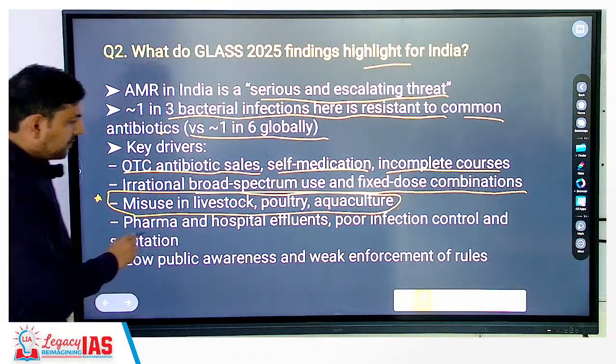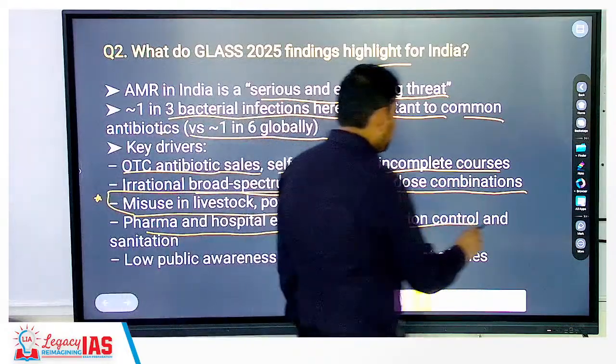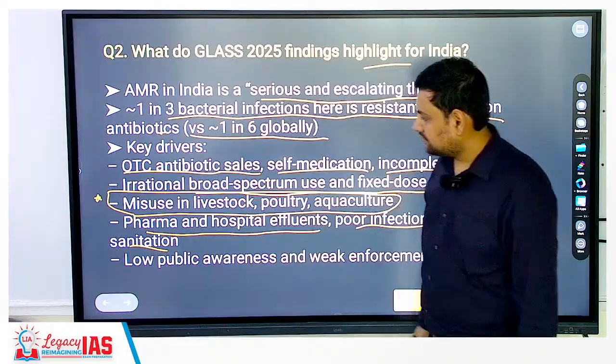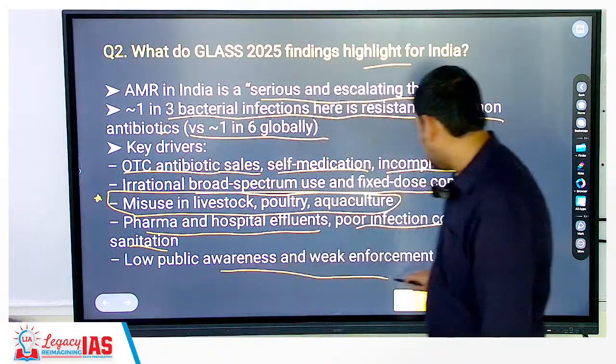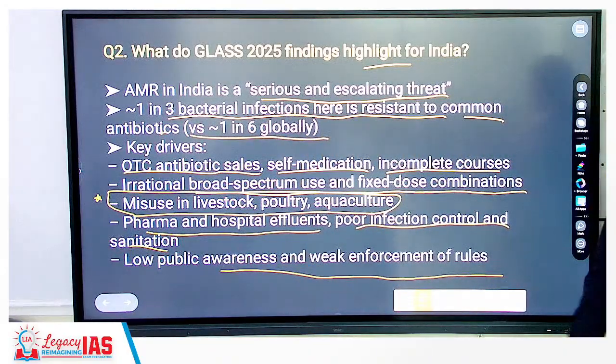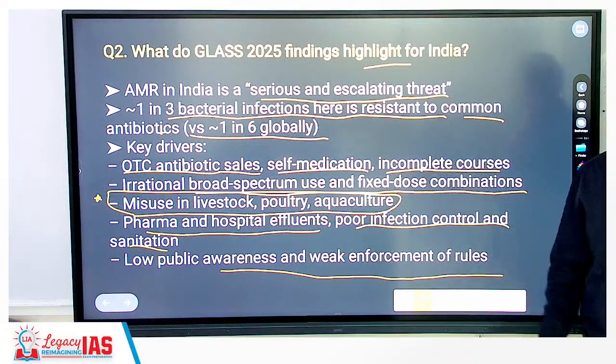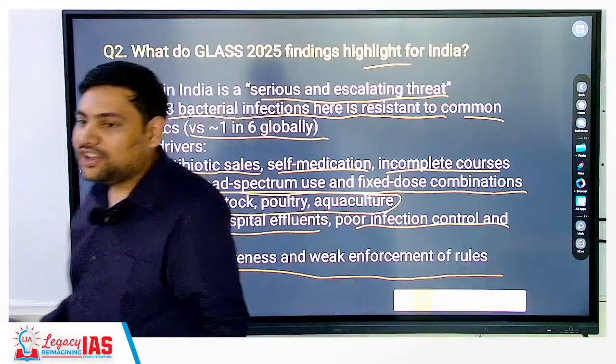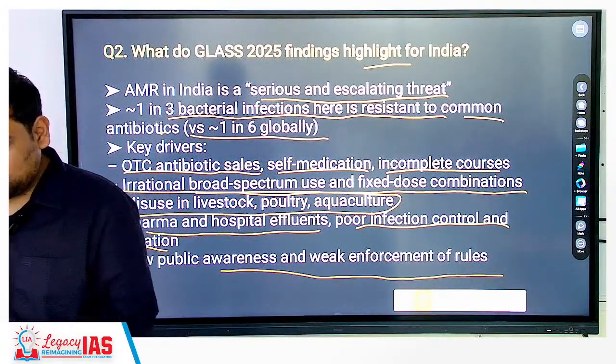Then pharma and hospital effluents, poor infection control and sanitation. Okay, then low public awareness and weak enforcement of rules. So there are rules that you should not get over the counter medicines. Now these app based pharmacies, what they have started doing, and all that.